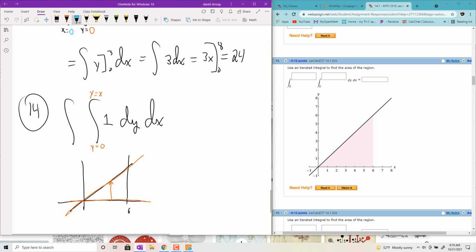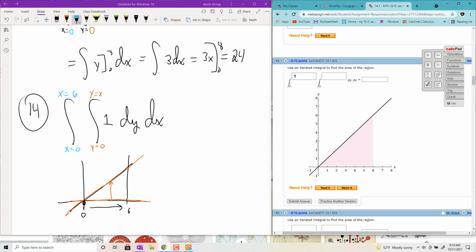Then on the x-axis, you're going from point to point. So you're going from this point 0 to this point 6. So x equals 0 to x equals 6. And of course, in the software, you just plug in 6, don't put x equals, then y equals x. And then they want you to integrate the thing.